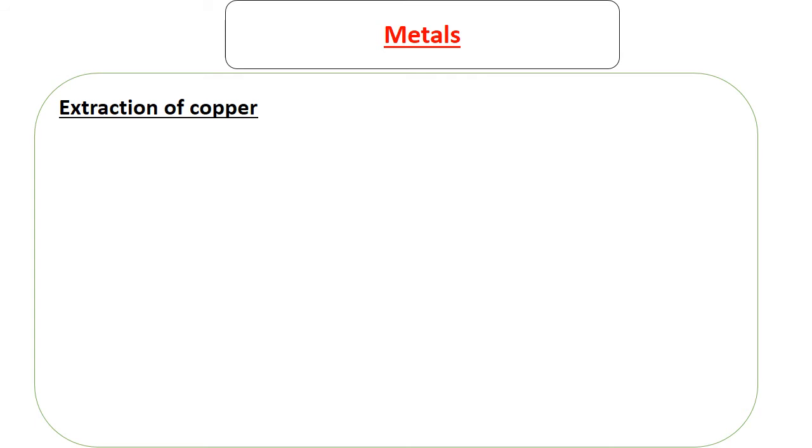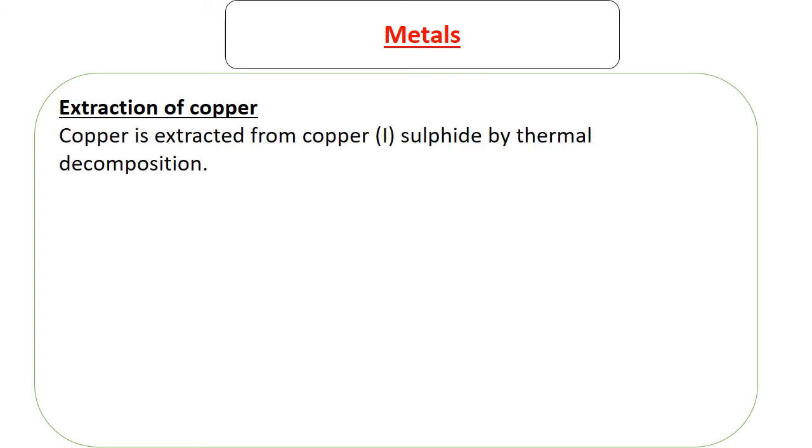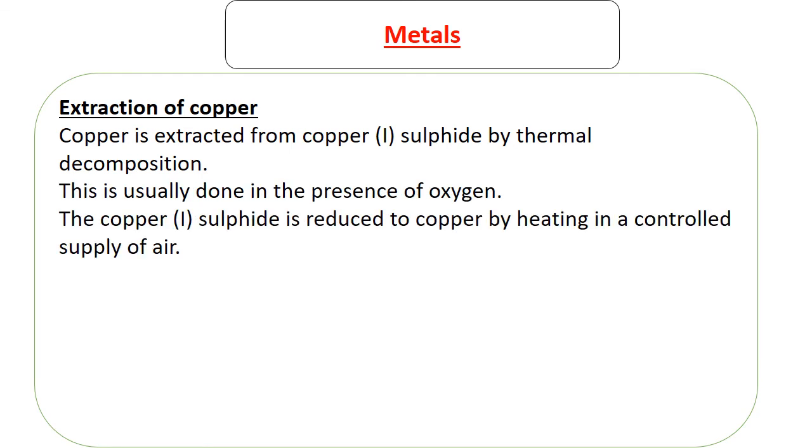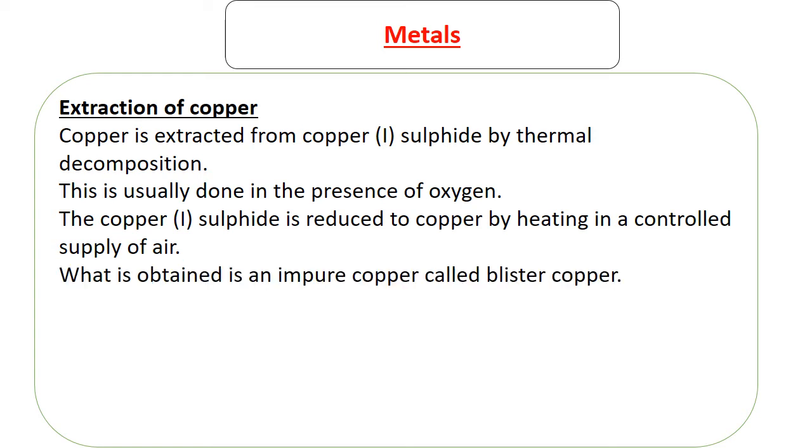So how do we extract copper? Copper is extracted from copper 1 sulfide by thermal decomposition. This is usually done in the presence of oxygen. The copper 1 sulfide is reduced to copper by heating in a controlled supply of air. So when we do this thermal decomposition, what we get is an impure copper called blister copper.